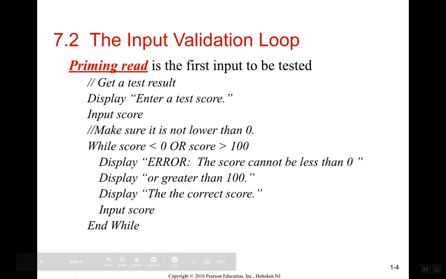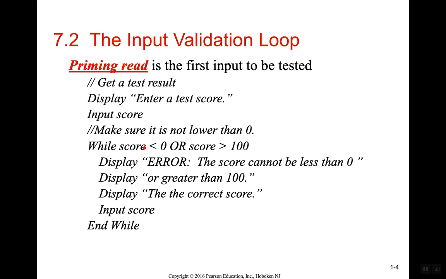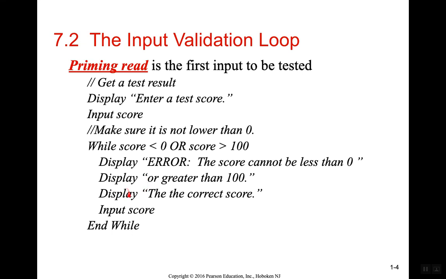So here we have input score. While the score is outside of my range, display the error message and then prompt again. If the first time I do the input my score is between 0 and 100, then the while loop never runs because the condition is false the first time it's tested. So I just skip the while loop completely, and I'm done. However, if the score is out of range, then I run this input over and over again. I loop around here. So this is a pseudocode example of an input validation loop.